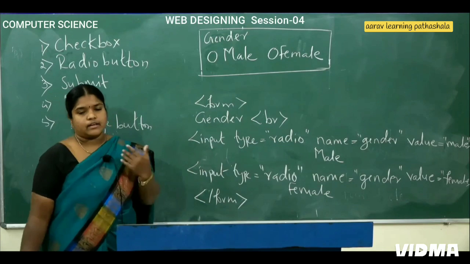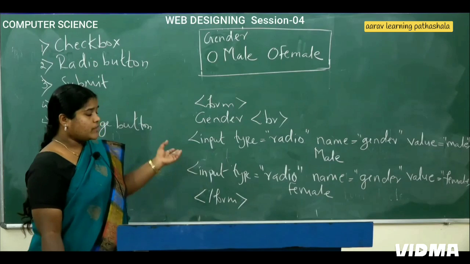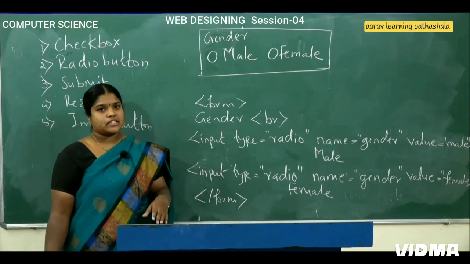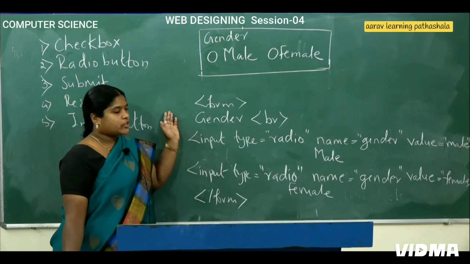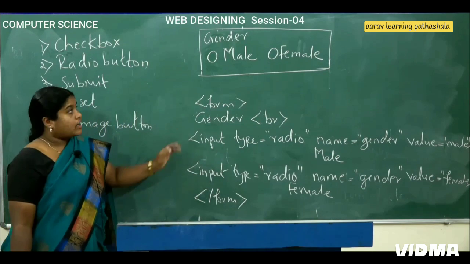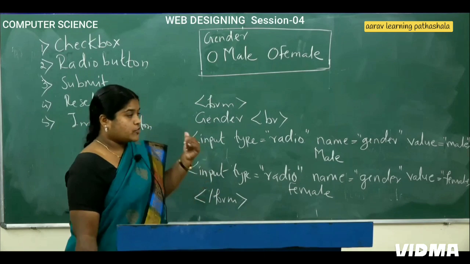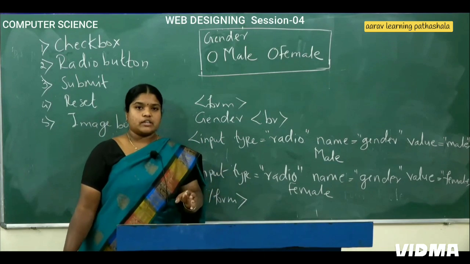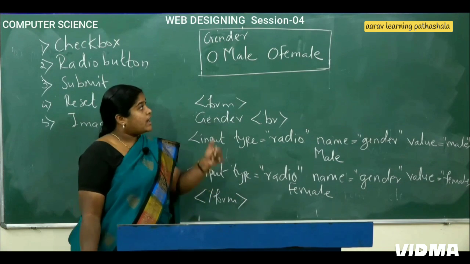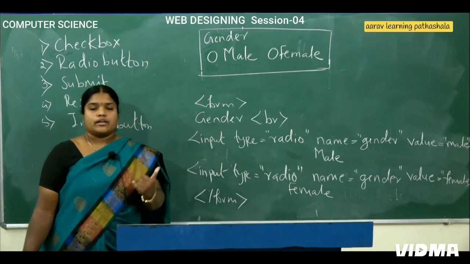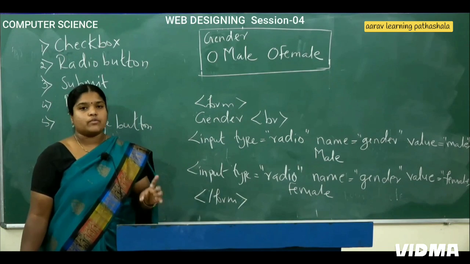A similar example you can take of a multiple choice exam, where out of 4 or 5 options the user is supposed to select any one option. That example also can be considered here for radio button. I hope you have understood the difference between checkbox and radio button. Checkbox is used in the situation where the user can select more than one option, and radio button is used in the situation where the user is supposed to select only one option.